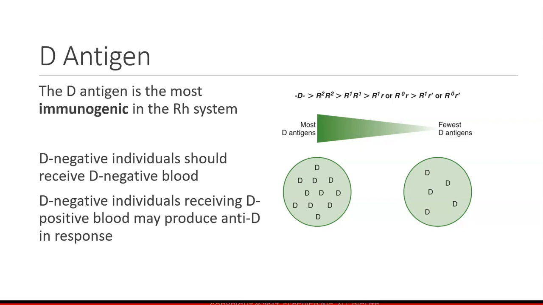So again, the D antigen is the most immunogenic in the Rh system, meaning if you are D negative and you're exposed to the D antigen, the chances of you making an immune anti-D are 80% or higher. D negative individuals should always receive D negative blood. D negative individuals receiving D positive blood may produce anti-D. What I liked about this slide is it shows, according to genotype, which genotypes have the most D antigens to the fewest D antigens. And this will come into importance later on when we're talking about mothers and babies.